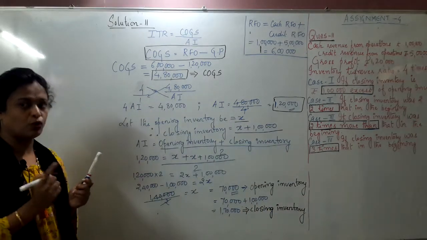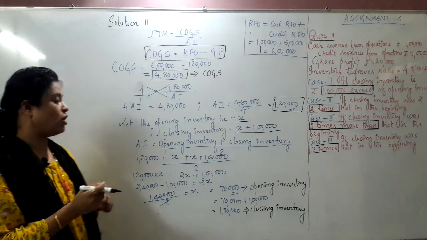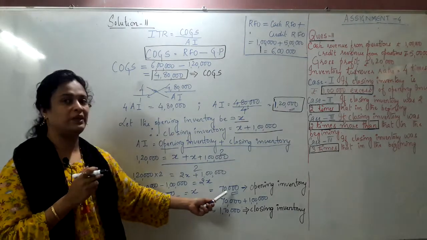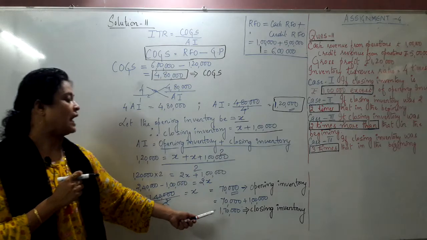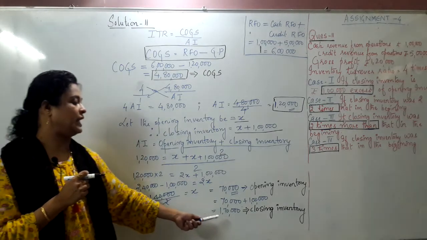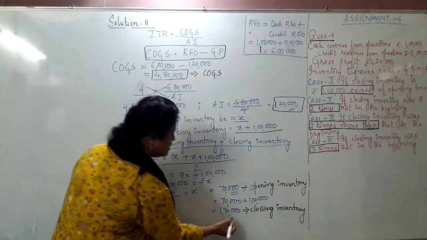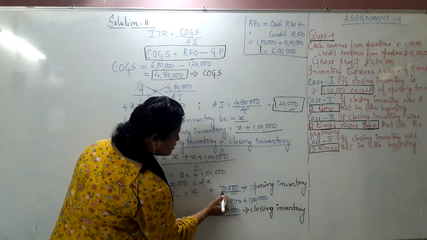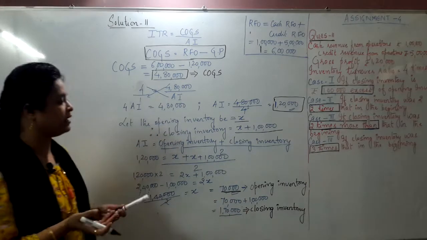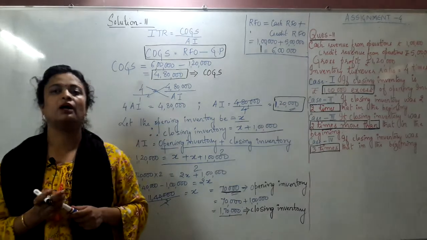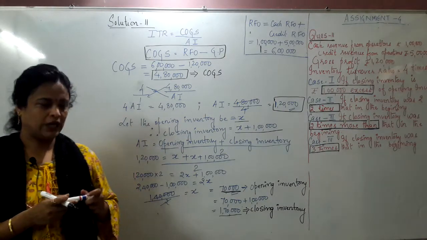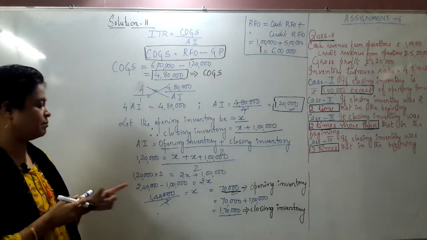So this question is over. We got the answer for case number 1: opening inventory is 70,000 and the closing inventory is 1,70,000. Okay children, now next we will be continuing with case number 2.